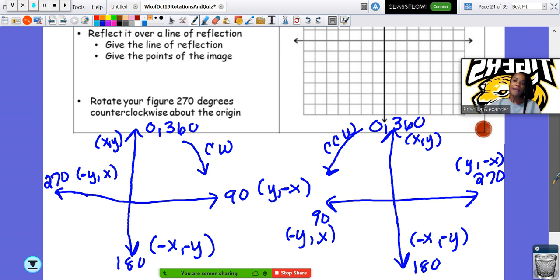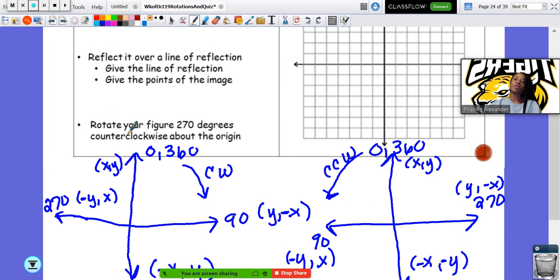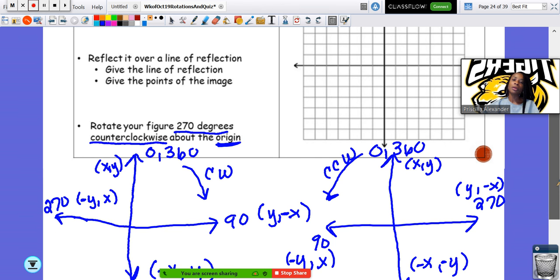that you're given. Okay, so it says rotate your figure 270 degrees counterclockwise about the origin. So in order to perform a rotation, we need a degree, a direction, and a point that we're going to rotate about. Our degree is 270 degrees. Our direction is counterclockwise, and our point that we're going to turn around is the origin.